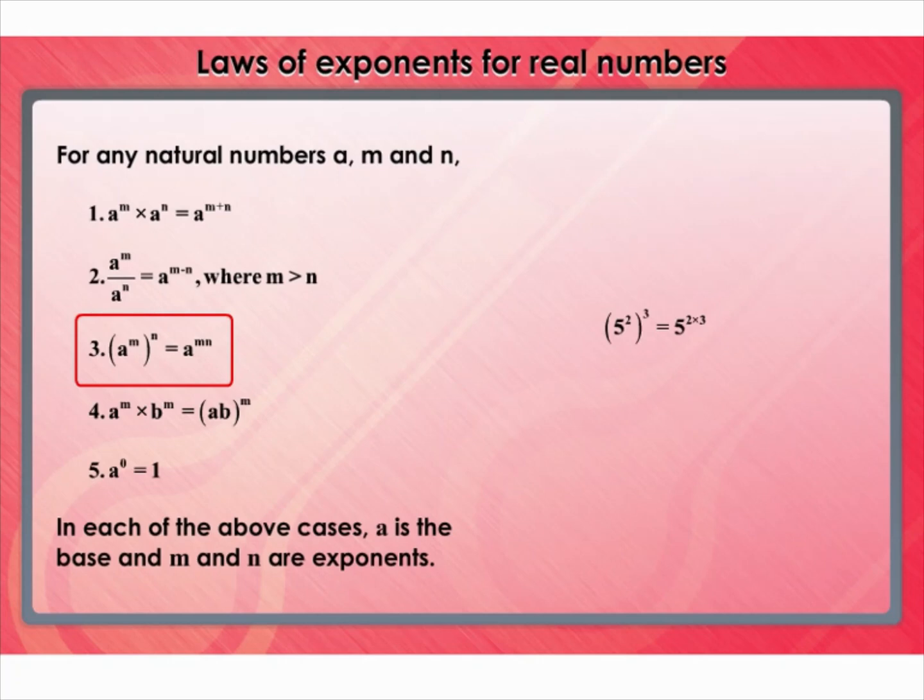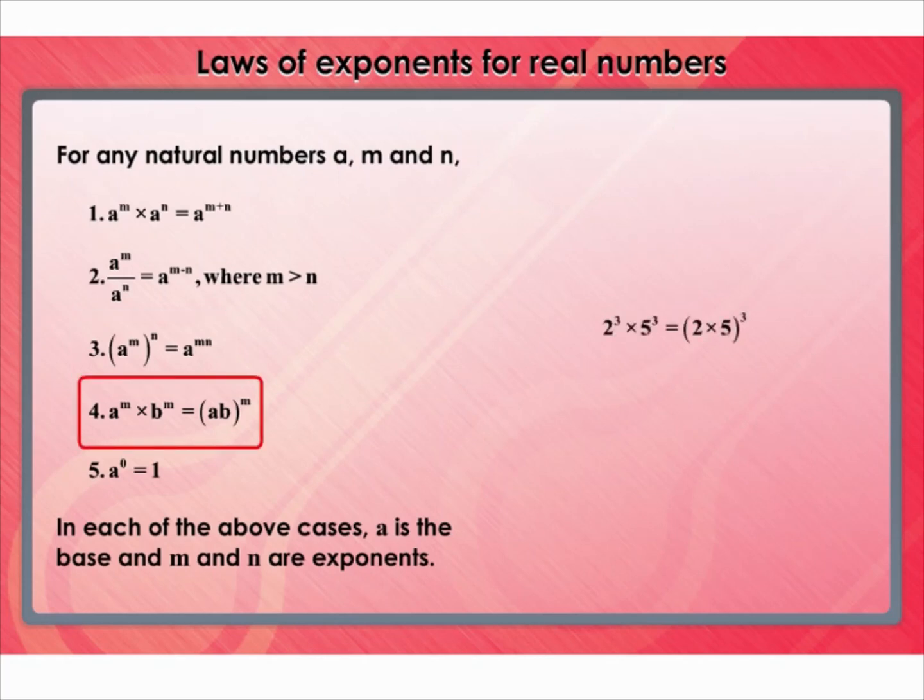Now verify the third law of exponents. Consider the example 5 raised to the power 2, the whole to the power 3. This can also be written as 5 to the power 2 into 3, which is equal to 5 to the power 6. Now let's verify the fourth law. Consider the example 2 to the power 3 into 5 to the power 3. This we can write as 2 into 5, the whole to the power 3, which is equal to 10 to the power of 3.